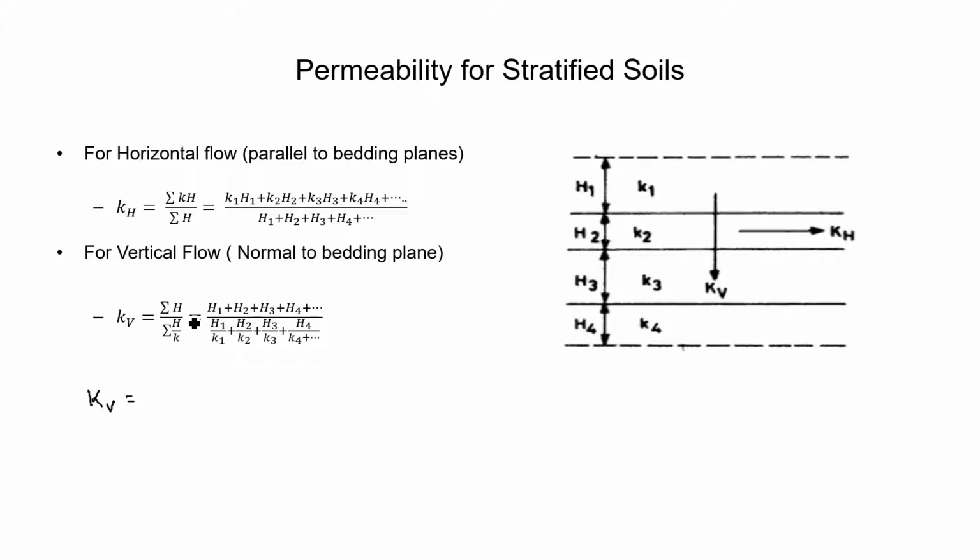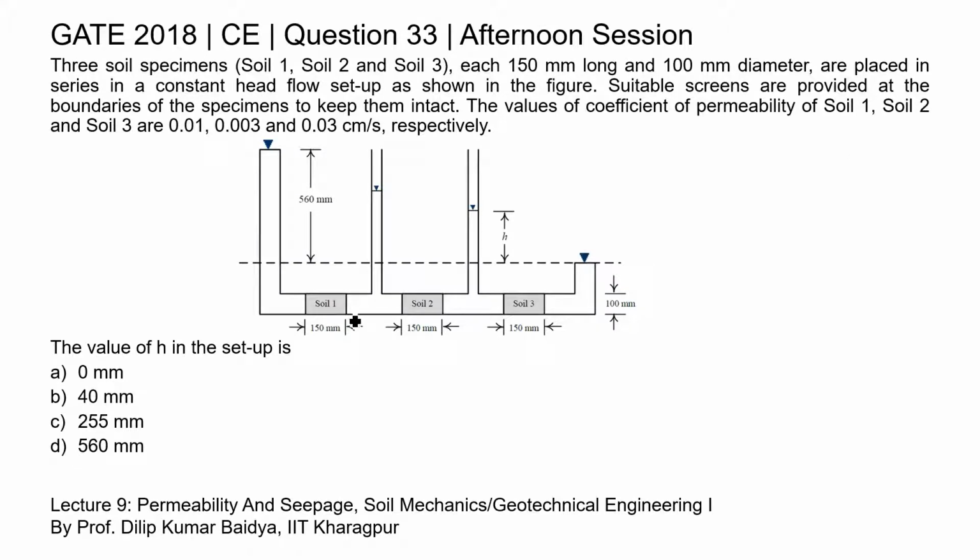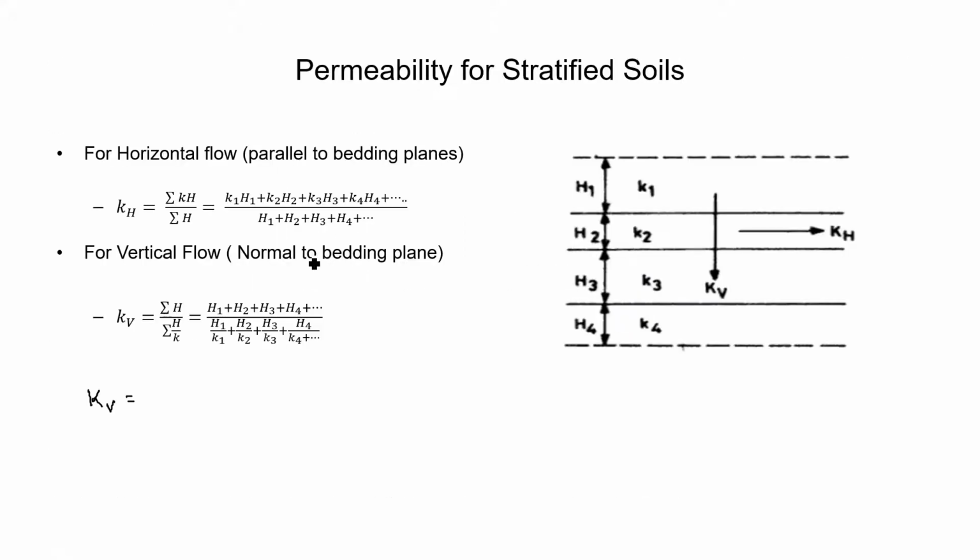Kv is the summation of H divided by the summation of H by K. Here the length of soil 1, soil 2 and soil 3 is given as 150 mm. The permeability is given in centimeter per second, so it is better to convert all the units to centimeter. Always remember to keep all the units uniform. So the length is 150 mm, that is 15 centimeter.